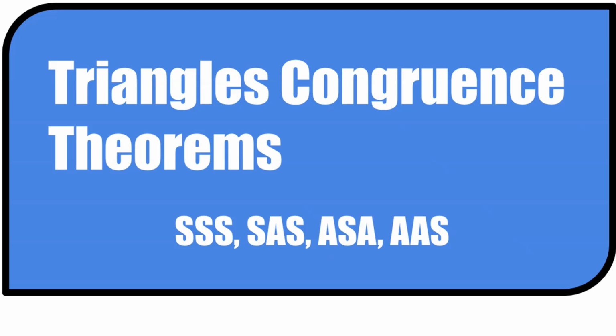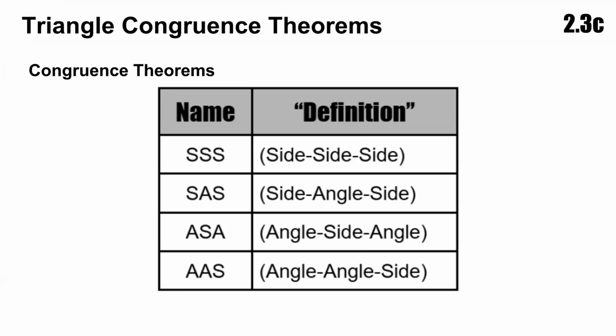This lesson will cover triangle congruence theorems. The four theorems of this lesson are SSS, which is side-side-side congruence. The second theorem is SAS, which is side-angle-side congruence. The third theorem is ASA, which is angle-side-angle congruence. And the fourth theorem is AAS, which is angle-angle-side congruence.